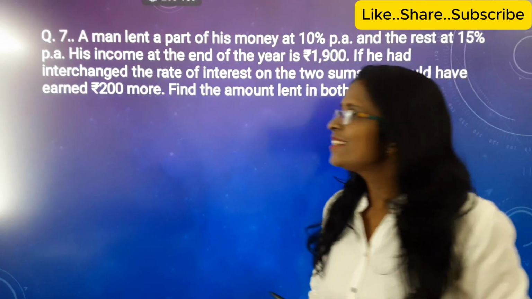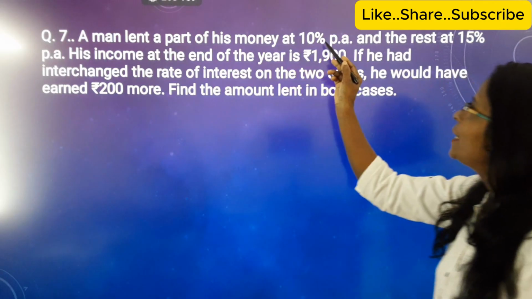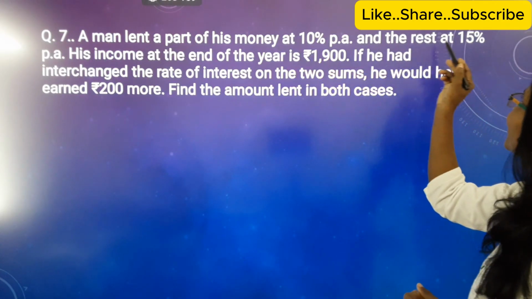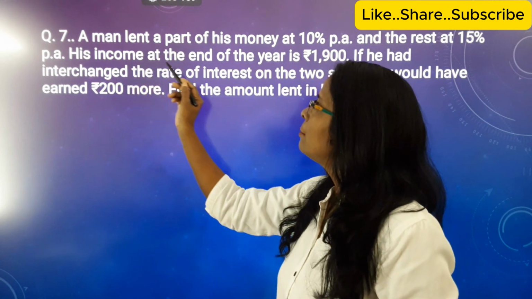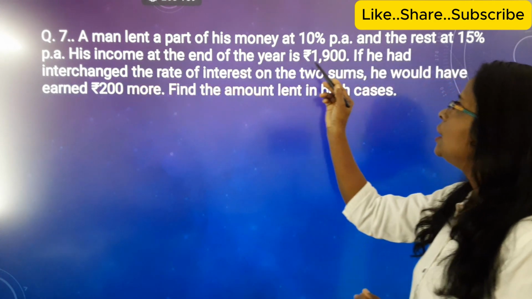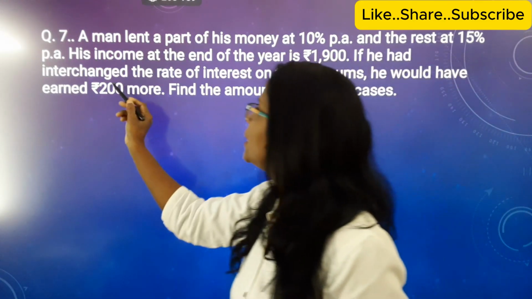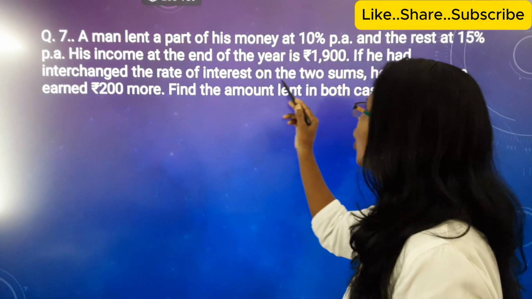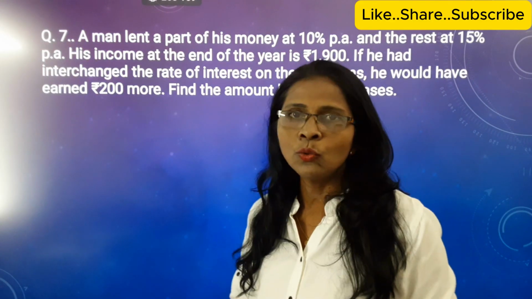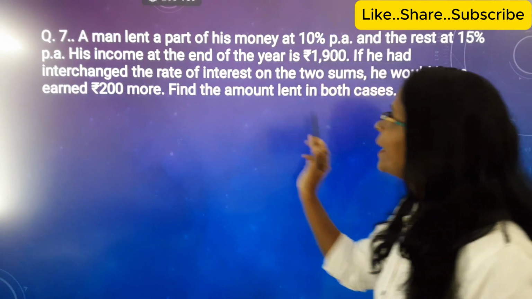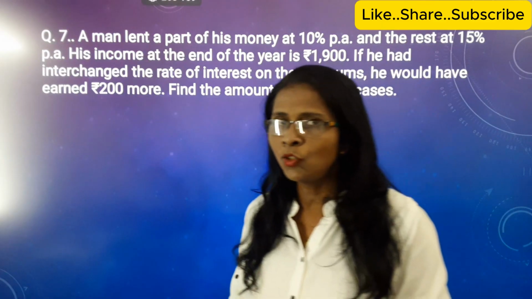Example 7, students. See, a man lent a part of his money at 10% per annum and the rest at 15% per annum. His income at the end of the year is rupees 1900. If he had interchanged the rate of interest on the two sums, he would have earned rupees 200 more. Then find the amount lent in both the cases. Okay, so let us solve it.